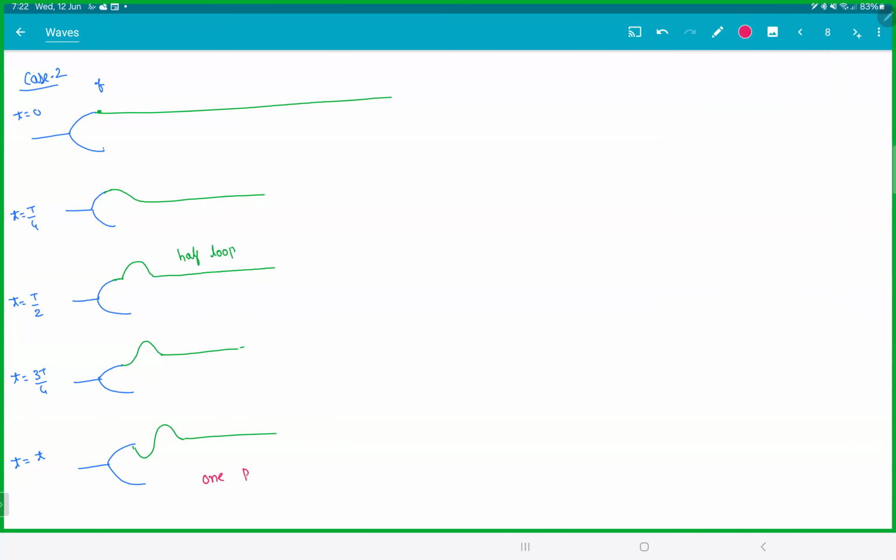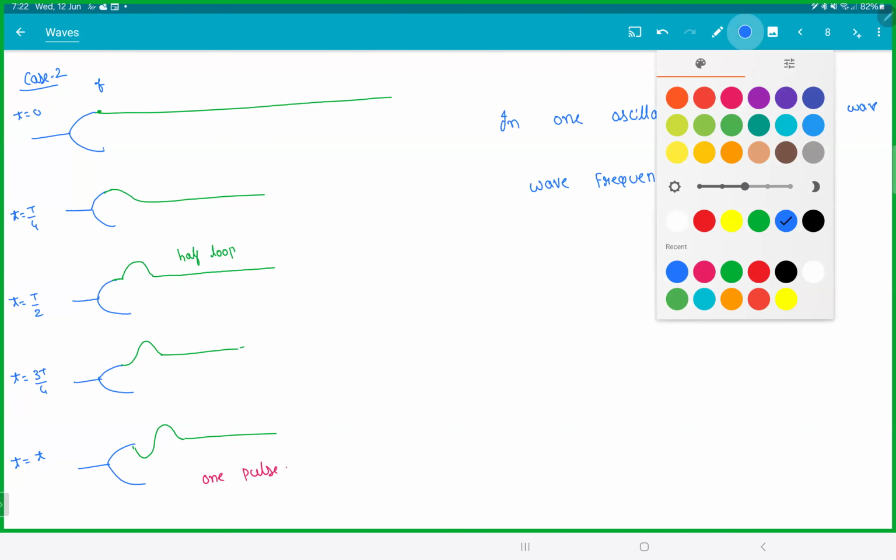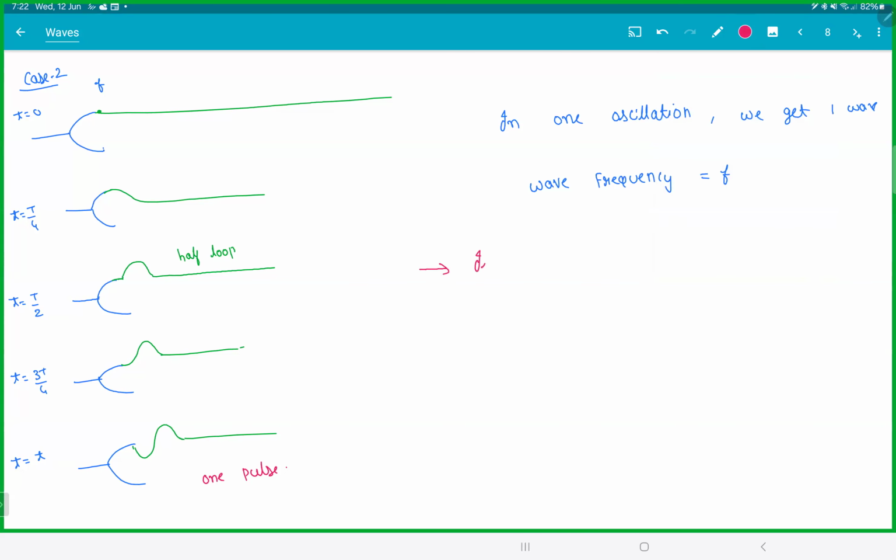So if you keep the tuning fork horizontally, the frequency of the wave is equal to that of the tuning fork. In one oscillation, we get one wave. Therefore, wave frequency is f. If nothing is mentioned, we take this case. If someone says a tuning fork f is used to produce a wave, he's talking about the horizontal case.